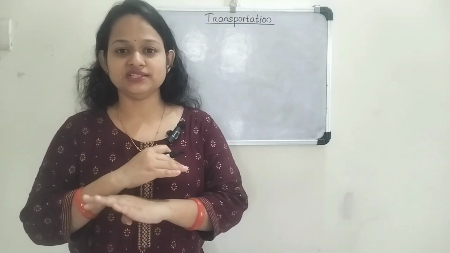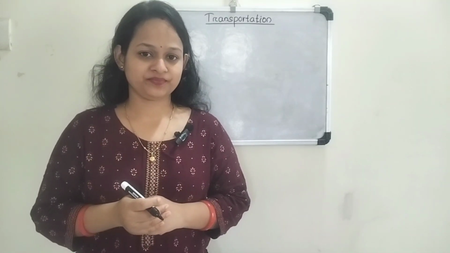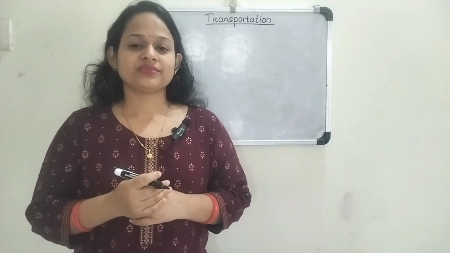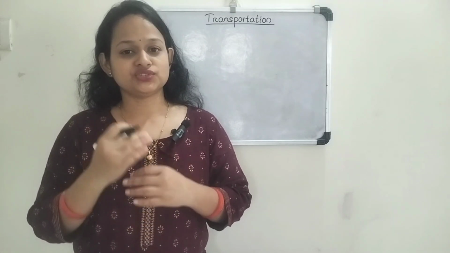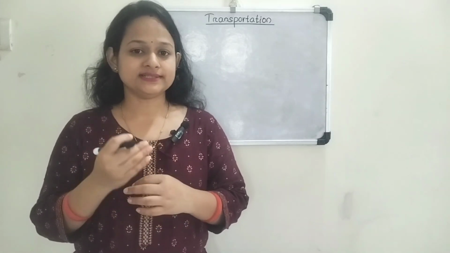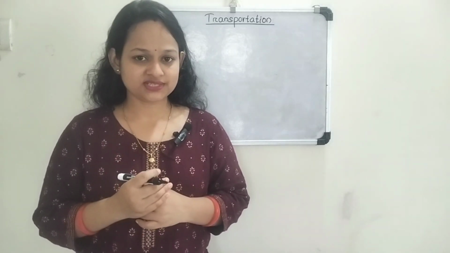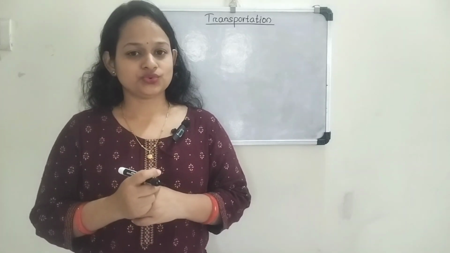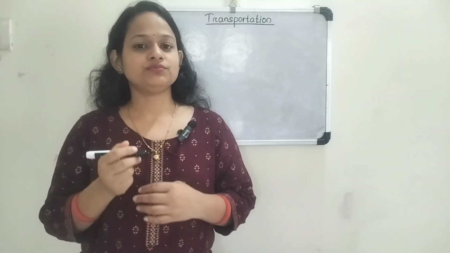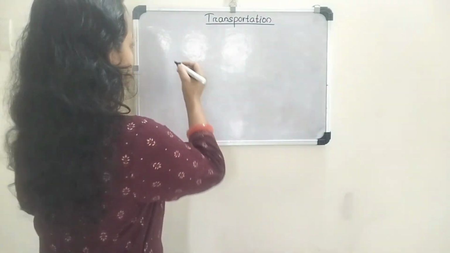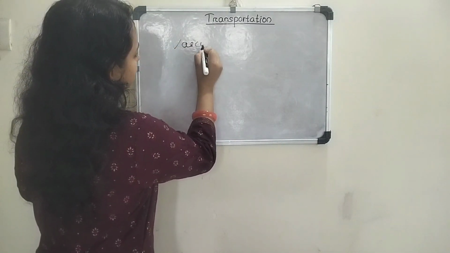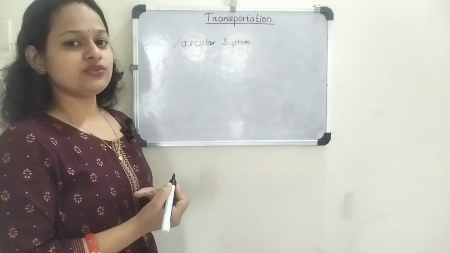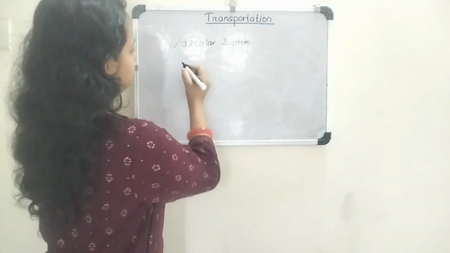The mode of transportation is not the same for all organisms. In unicellular organisms like amoeba and chlamydomonas, it is carried out by the simple process of diffusion. But in multicellular organisms, the process of transportation needs a special system. In plants, it is known as the vascular system, but in animals, it is known as the circulatory system.